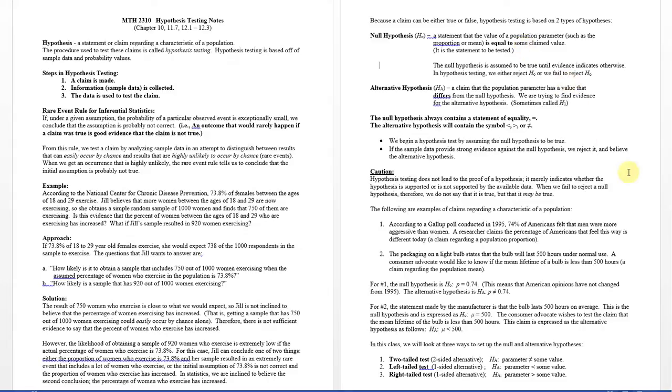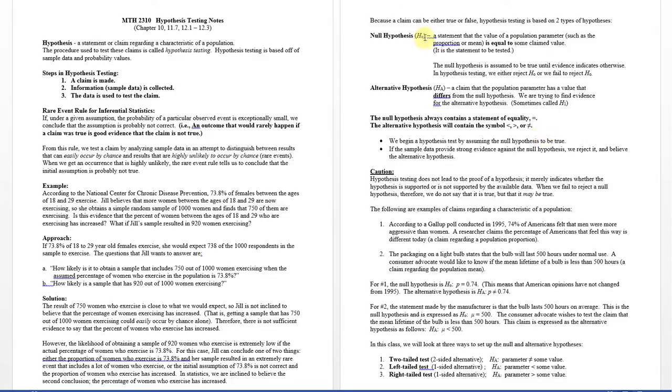And that's why this works the way it does. So the alternative will either contain a less than, or greater than, or sorry, a not equal to. You can also have equal tos on the less thans and greater thans. It doesn't make a difference. So we start by assuming this is true. That's why it's called a null.